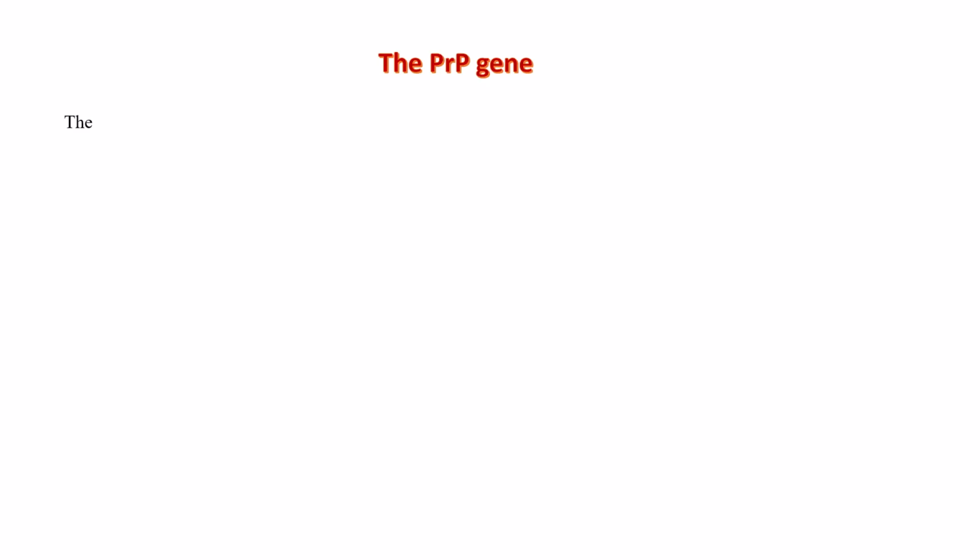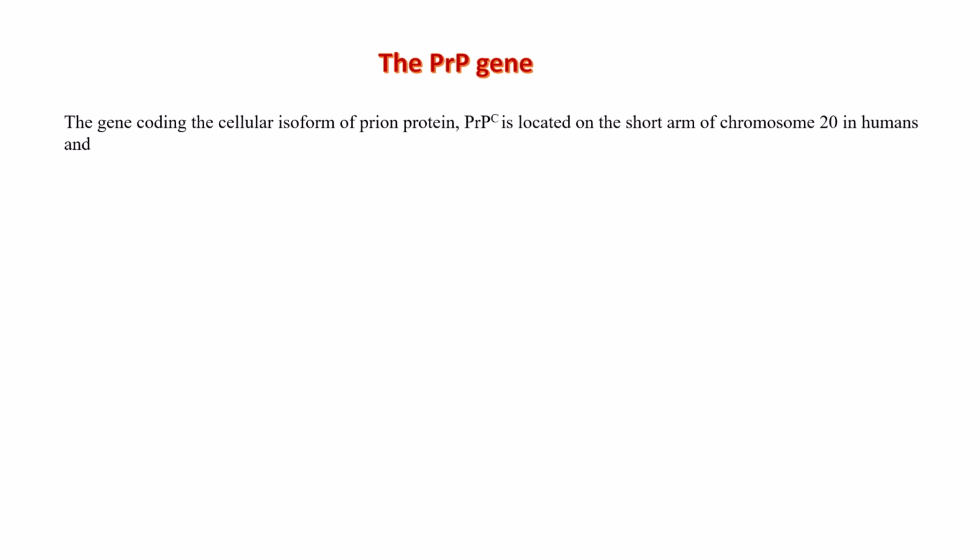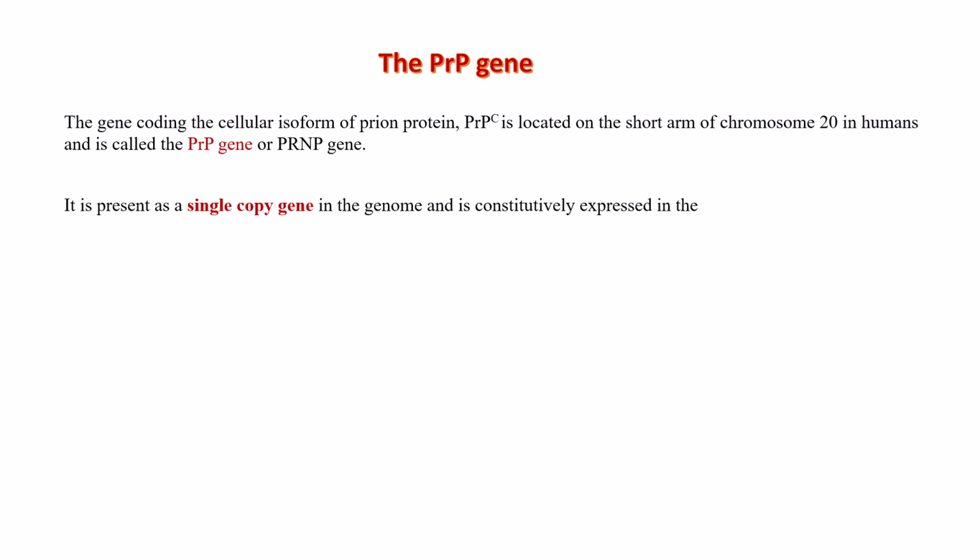The PRP gene. The gene coding the cellular isoform of prion protein, PRP-C, is located on the short arm of chromosome 20 in humans and is called the PRP gene or PRNP gene. It is present as a single copy gene in the genome and is constitutively expressed in adults.